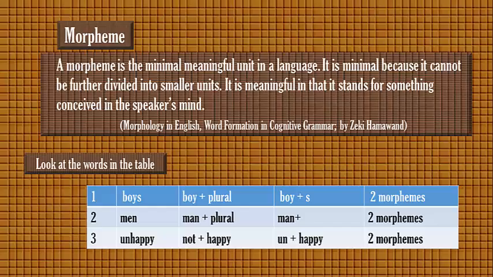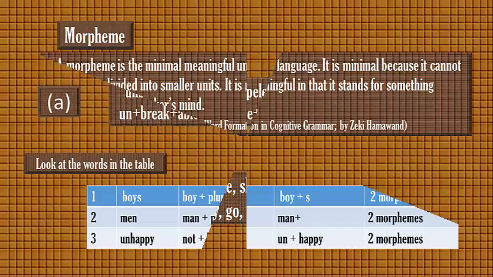The third row, unhappy, carries two morphemes, not plus happy. And the not morpheme in this case has been represented by un. So in total there are two morphemes.